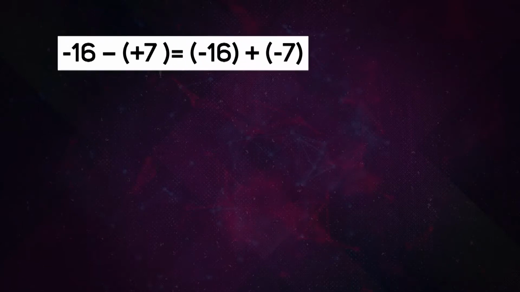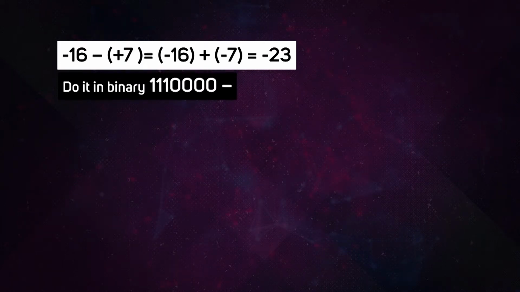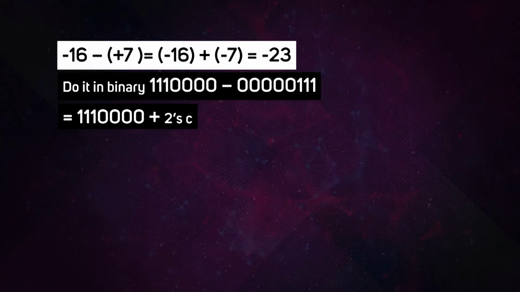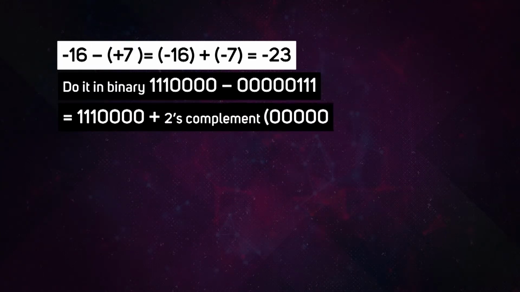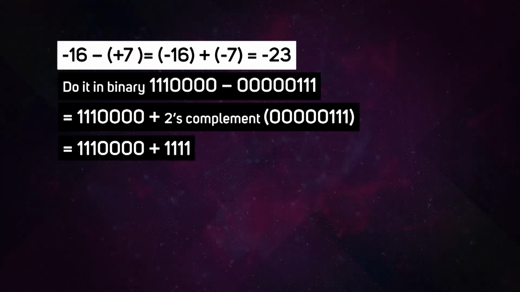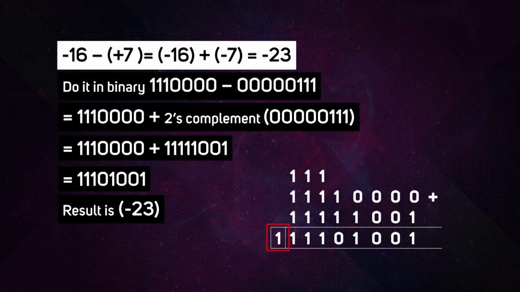And the third problem is minus 16 minus plus 7, which is equal to minus 16 plus minus 7, equal to minus 23. Let's try it in binary. The binary equivalent of minus 16 is 11110000. So, the problem is 11110000 minus 00000111, which is equal to 11110000 plus 2's complement of 00000111, which is equal to 11110000 plus 11111001. Do the binary addition. We get the answer as 11101001, equal to minus 23. Here also the carry is discarded.